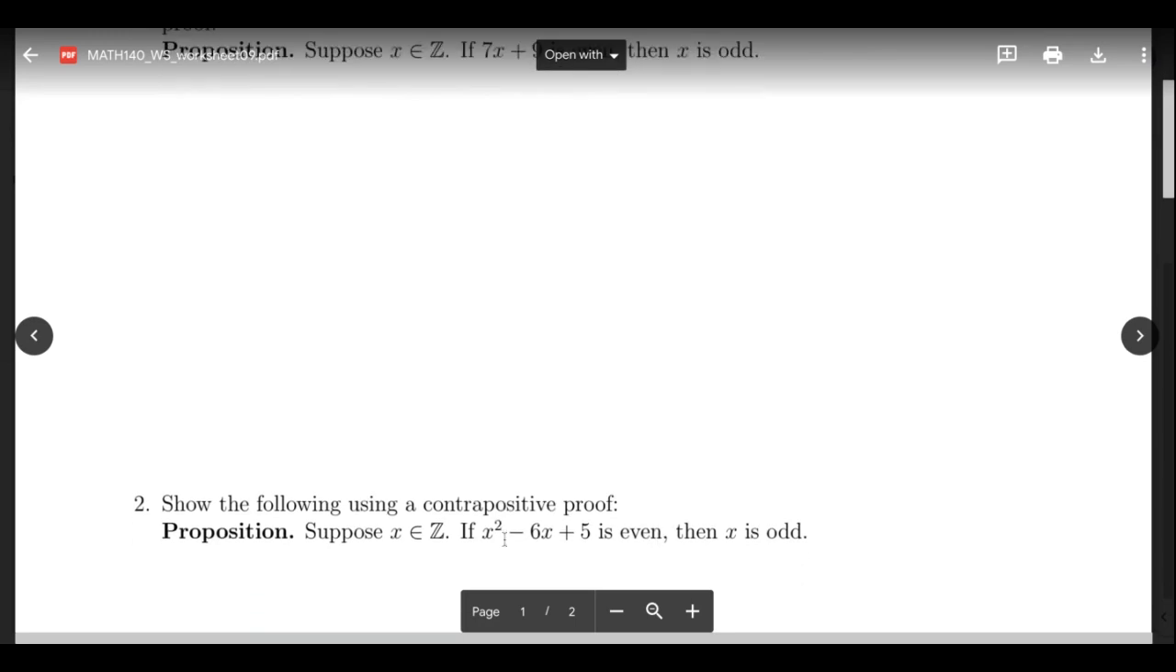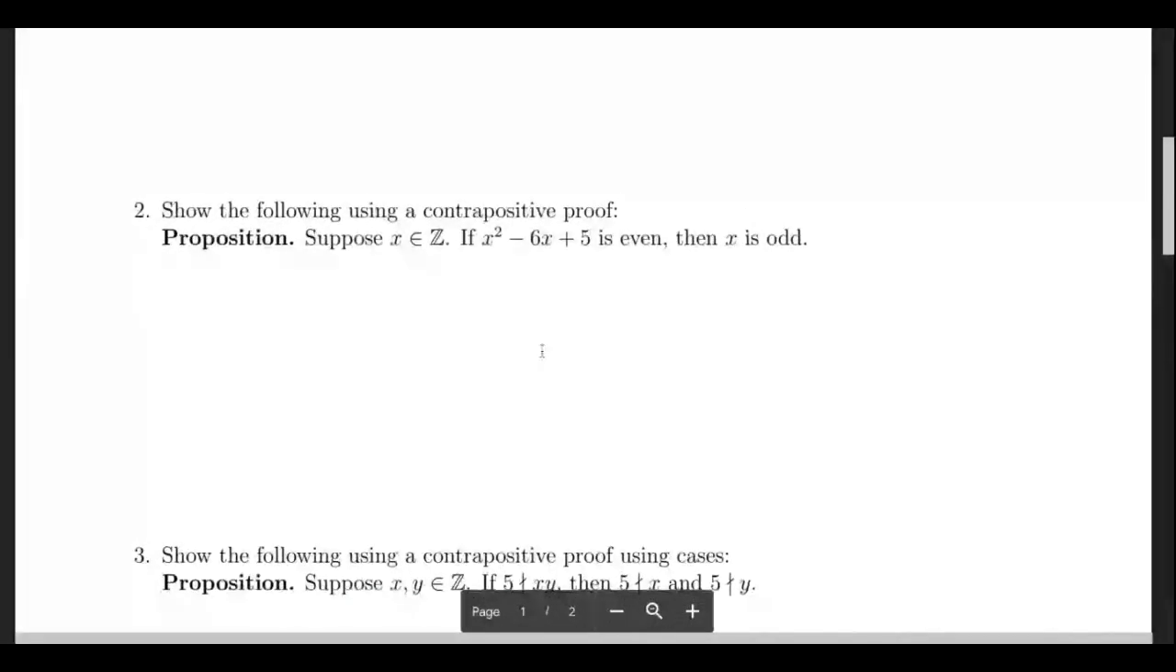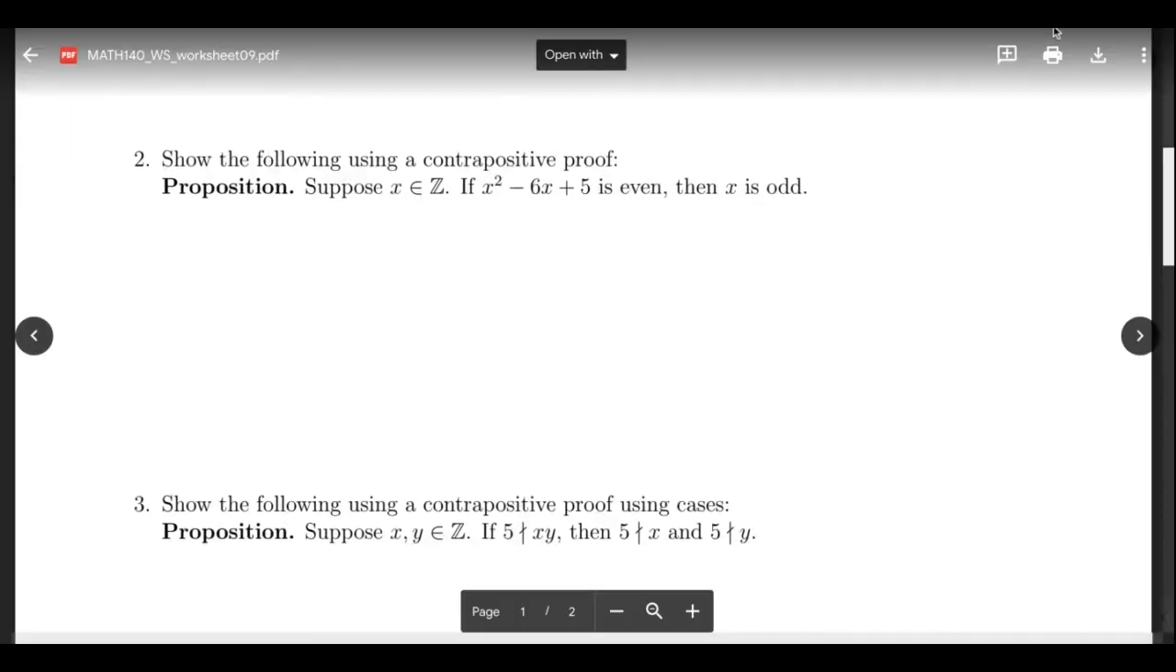So the second one: if x squared minus 6x plus 5 is even, then x is odd. Let's just go ahead to prove not Q. Assume not Q, assume x is not odd, which means x is even, then we derive x squared minus 6x plus 5 is not even, or is odd. So let's do the second one. Not Q, assume not Q, derive not P. That's called a contrapositive.